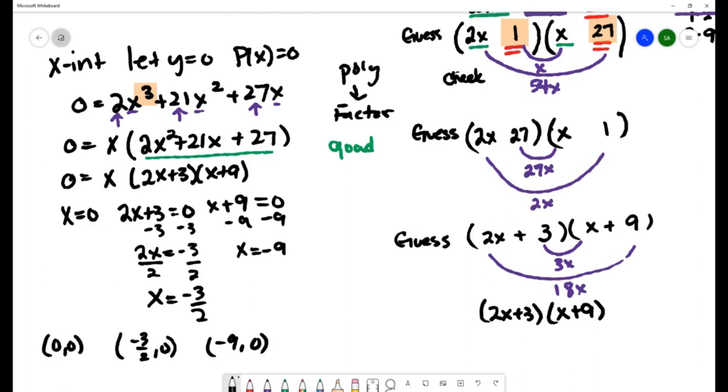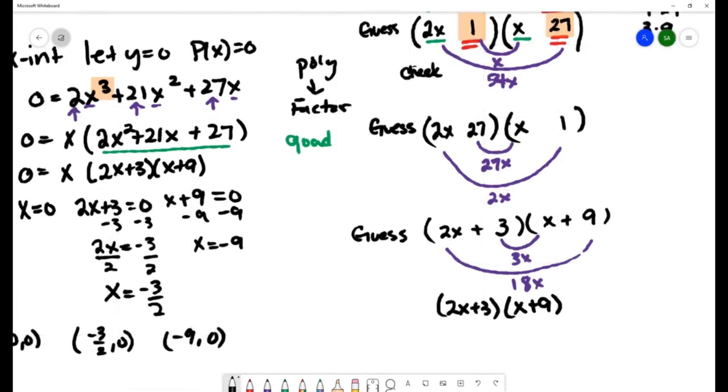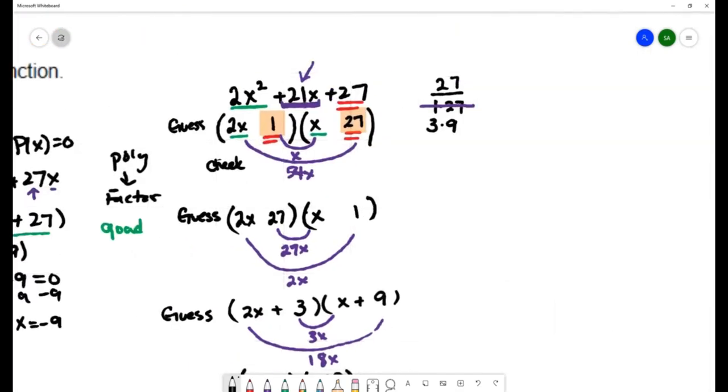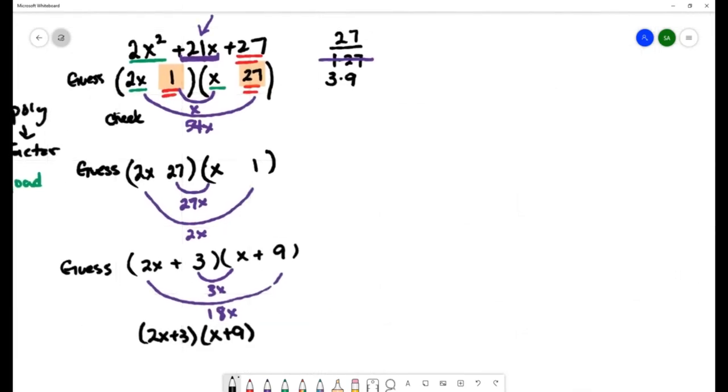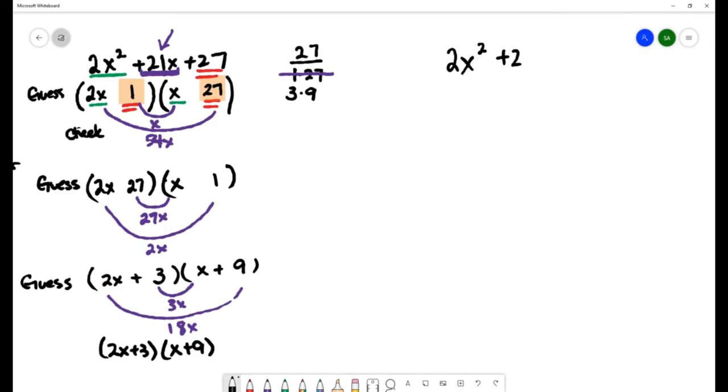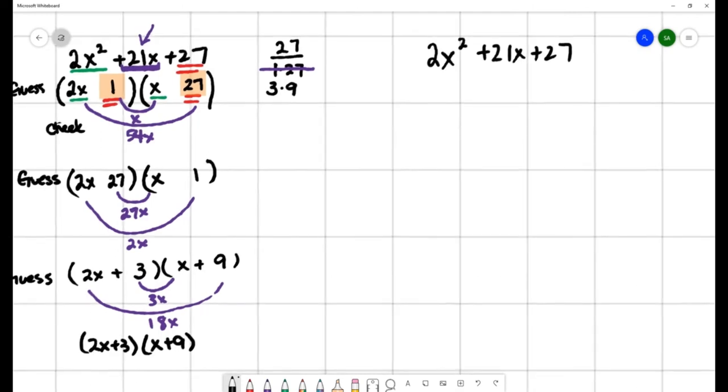So I showed you how to factor that with the guess and check method. Let me show you one more method that you might like better. So I'm going over here and I'm going to write down this quadratic again, 2x squared plus 21x plus 27. And this is a method I call the AC method. Some people call it crazy X.